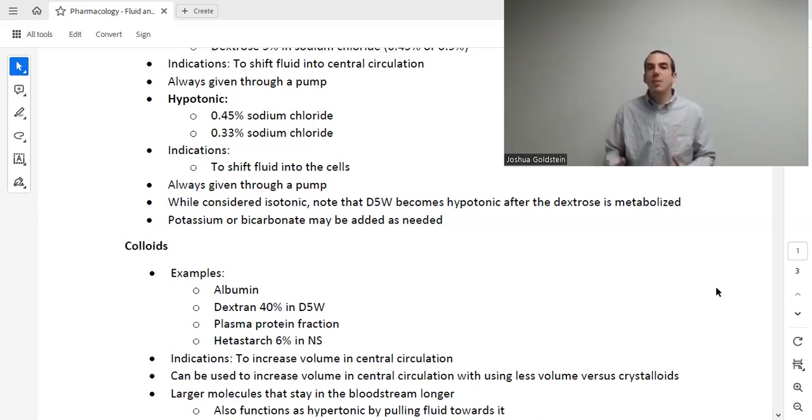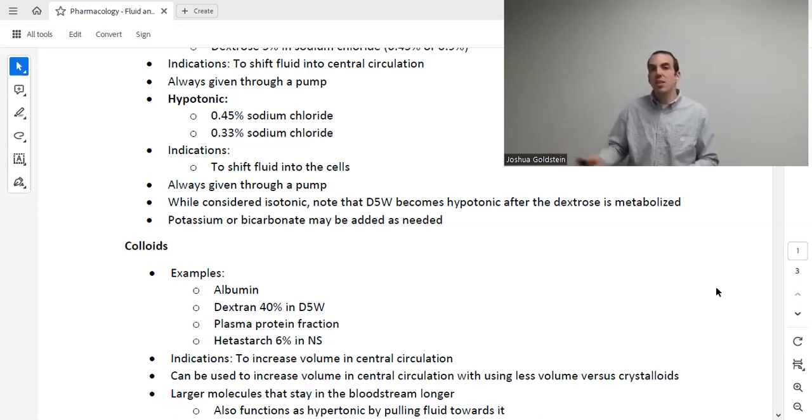So colloids, by definition, are a larger molecule. So that has a big advantage. Because it's a larger molecule, it stays in the bloodstream longer. Because anytime I give you fluid, some of that fluid is going to stay in the bloodstream, but some of it just naturally is going to shift out of the bloodstream. Colloids, being a bigger molecule, stay in the bloodstream longer. Okay, well, why do I care?